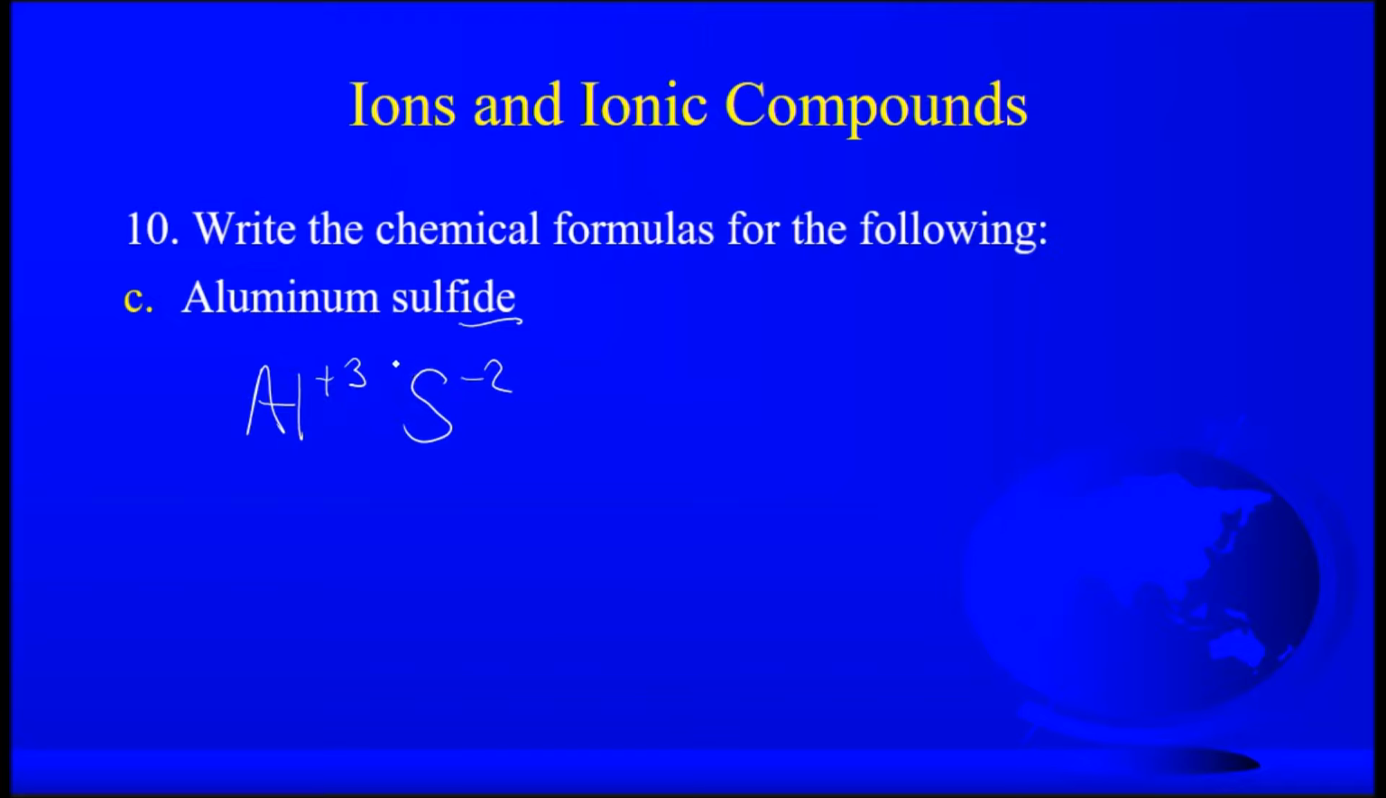Least common multiple between 3 and 2. Maddie? What will they both multiply into? The smallest number. 6. 3 goes into 6 how many times? 2 goes into 6 how many times? Final answer? What is it? Al2.